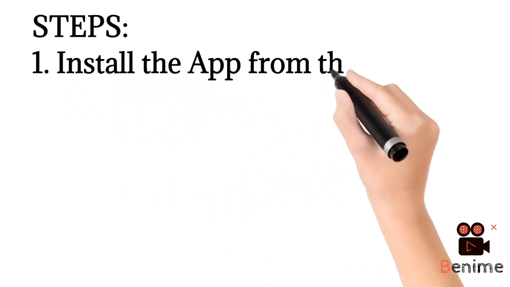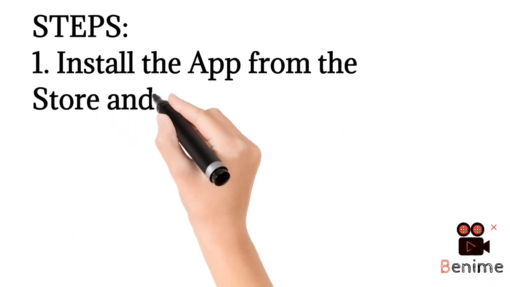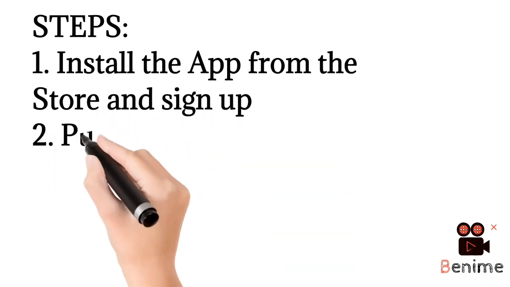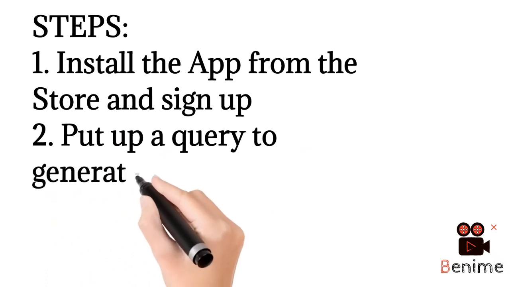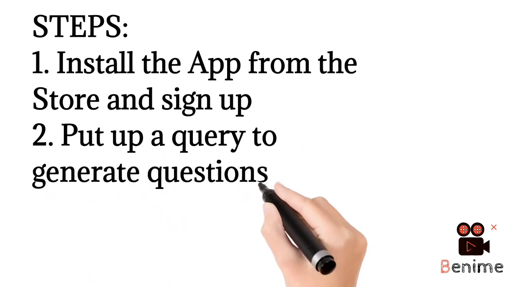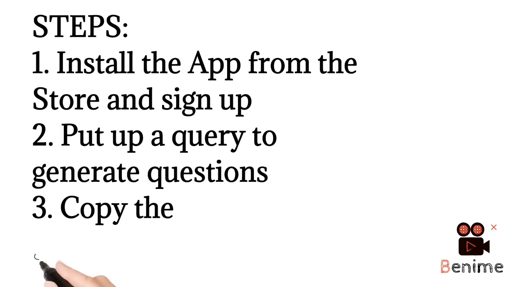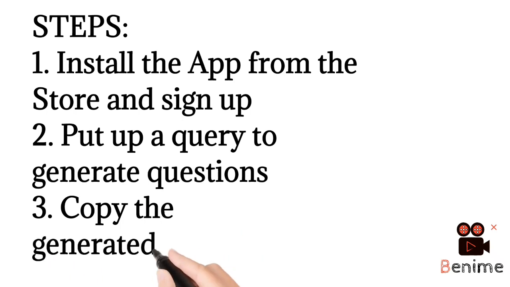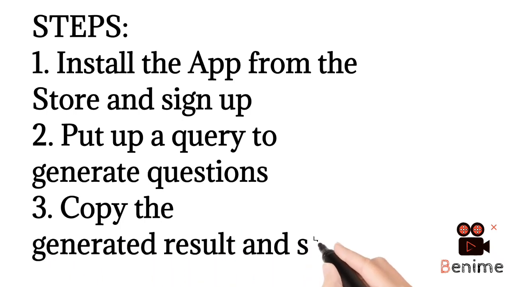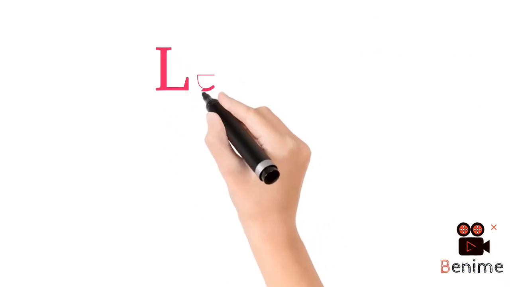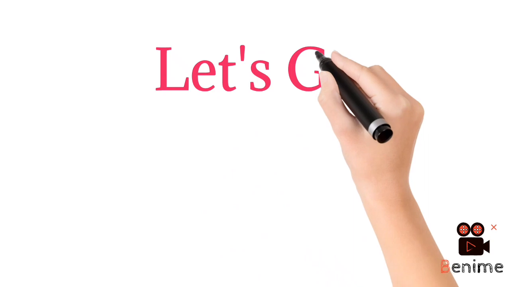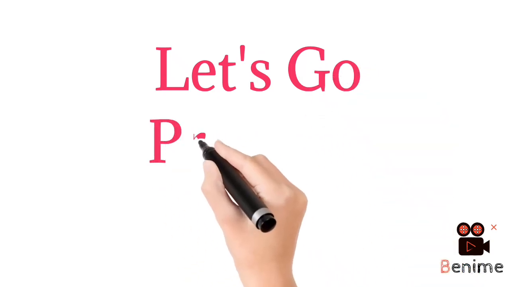Number 1 is to install the app and sign up. After you've done that, the second step is to put up your queries. What do you want the app to do for you? That's to generate questions for me. I'm going to teach you how it's done. Then copy your generated results and start using them. We're going to go to the practical part of this video, so you're going to see a step-by-step guide on how we do all of these things.